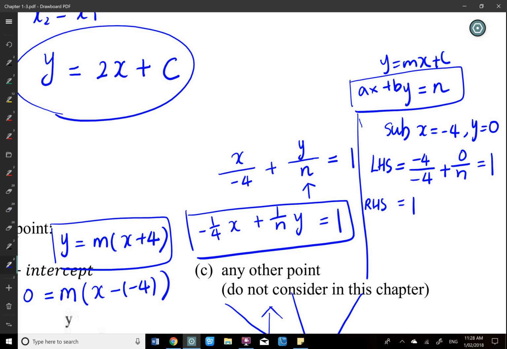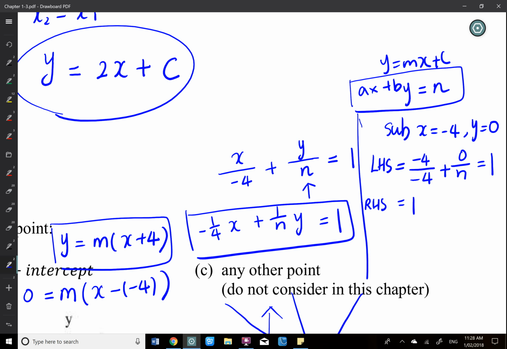Why don't I care about the value of n? Because y equals 0. 0 divided by anything will be 0. So what I care about is only the first component, -4 divided by -4. That will give me 1.